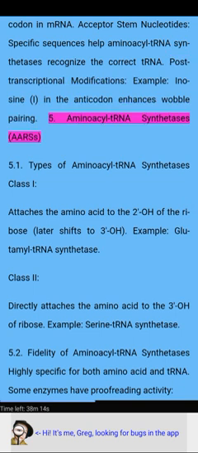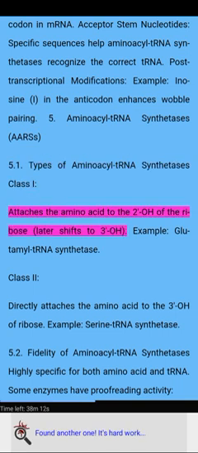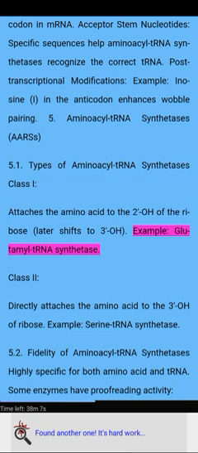5. Aminoacyl-tRNA synthetases (AARSs). 5.1. Types of aminoacyl-tRNA synthetases. Class 1: attaches the amino acid to the 2'-OH of the ribose, later shifting to the 3'-OH. Example: glutamyl-tRNA synthetase. Class 2: directly attaches the amino acid to the 3'-OH of ribose. Example: serine-tRNA synthetase.